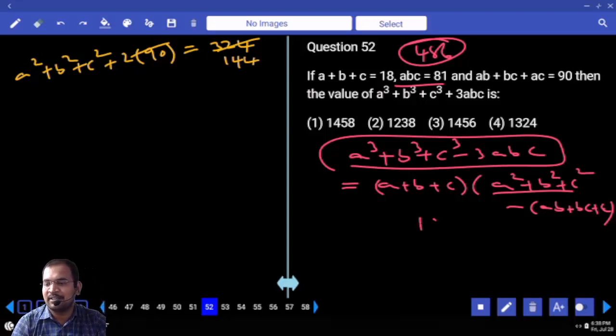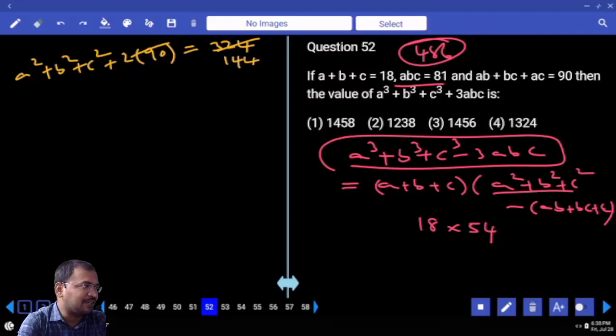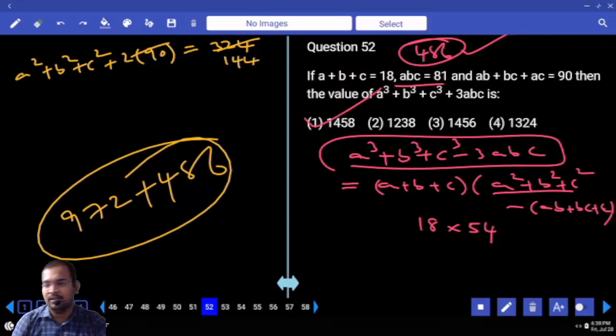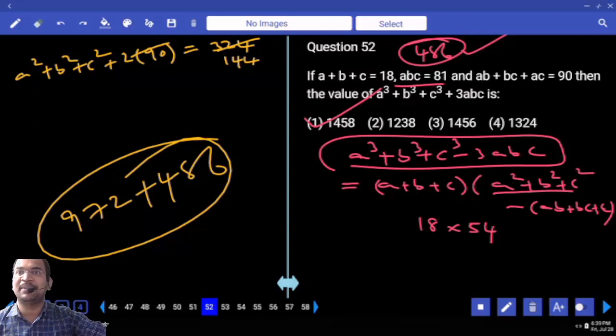a plus b plus c is what? 18. a square plus b square plus c square is 144 minus 90, which is 54. So 18 into 54. 18 into 50 is 900, 18 into 4 is 72. 72 plus 900 is 972. Now what to do last? 486. If you add 486, your answer is 1458. Why are you adding 486? They are asking plus 3abc, but in the formula minus 3abc is there. Now we need to add 6abc. abc is 81, 6abc is nothing but 6 times of 81, 486. Are you clear or not?